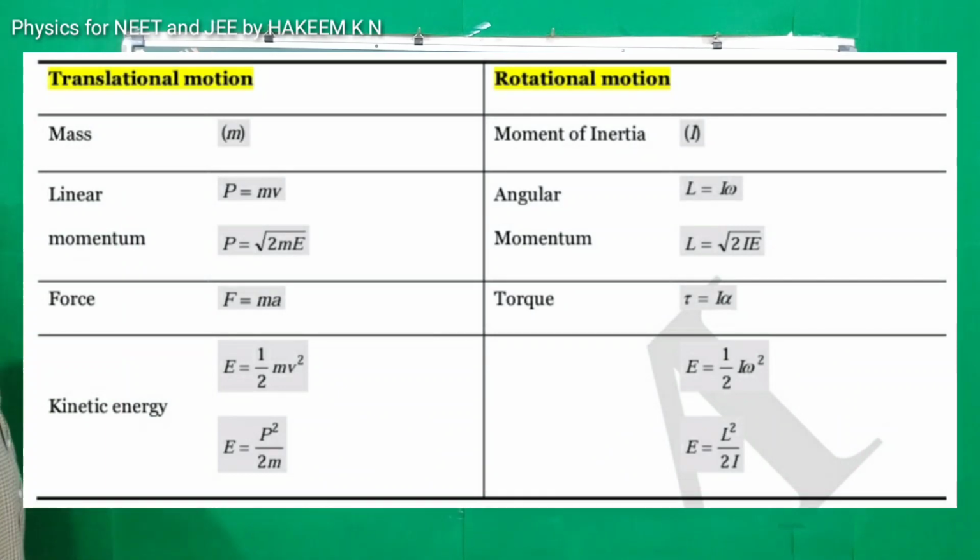or kinetic energy equal to p square by 2m. Like that, in rotational motion, kinetic energy equal to L square by 2I. And for force we use F equal to ma, and for torque we use tau equal to I alpha.